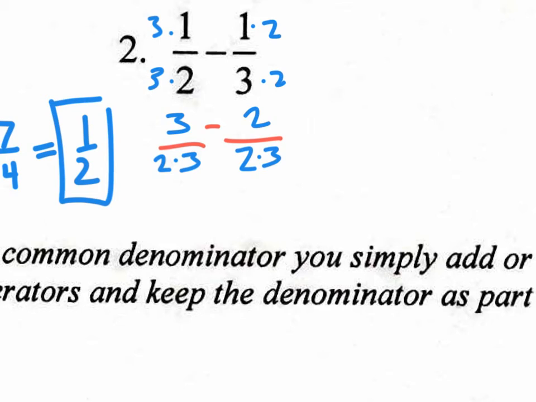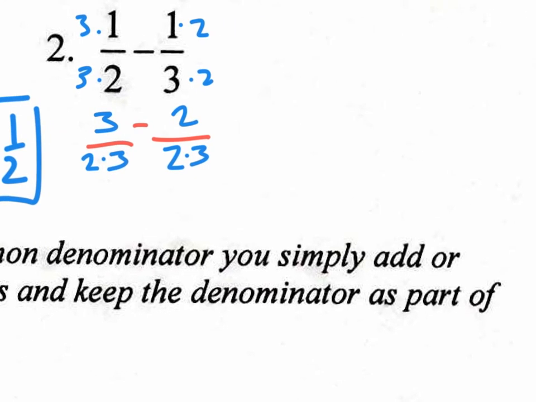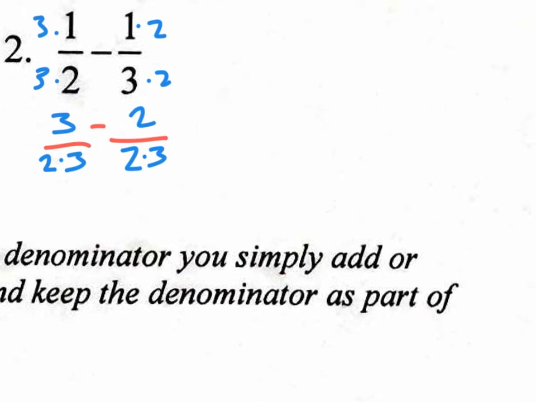Now you're able to subtract the top with the top. Right? So 3 take away 2 is 1. And that's your final answer. 1 over the common denominator, 2 times 3. But we all know that that's really 1/6.